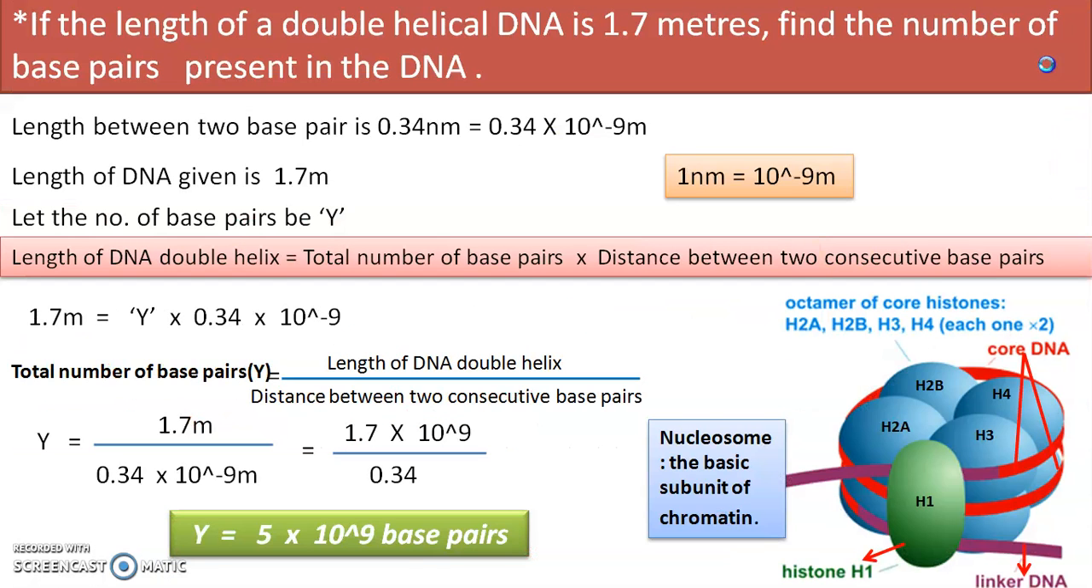Okay, just wonderful. Now another question based on it: if the length of a double helix DNA is 1.7 meters, same type of calculation, find the number of base pairs. The distance between base pairs is given; only this you have to convert into meters, in this case of a eukaryotic cell. So consider the number of base pairs as y. Number of base pairs is the length of the DNA divided by the distance between two base pairs. Length is given as 1.7 meter, distance between two base pairs you have converted into meters. 1.7 upon 0.34 you will get 5 into 10 raised to the power 9 base pairs.